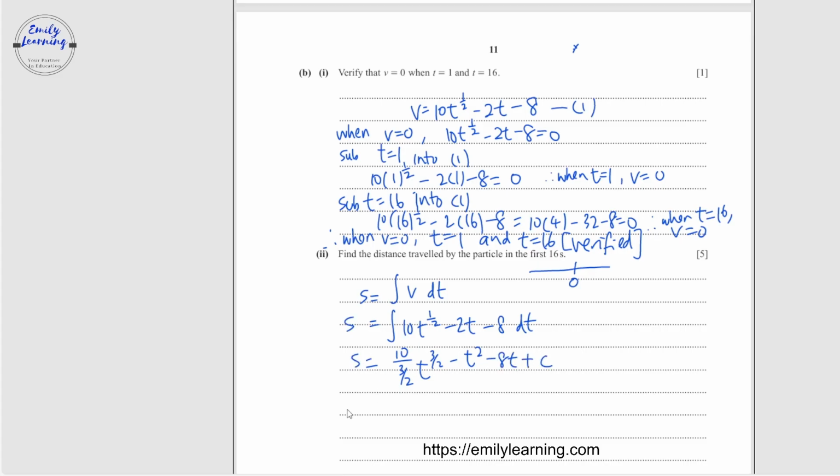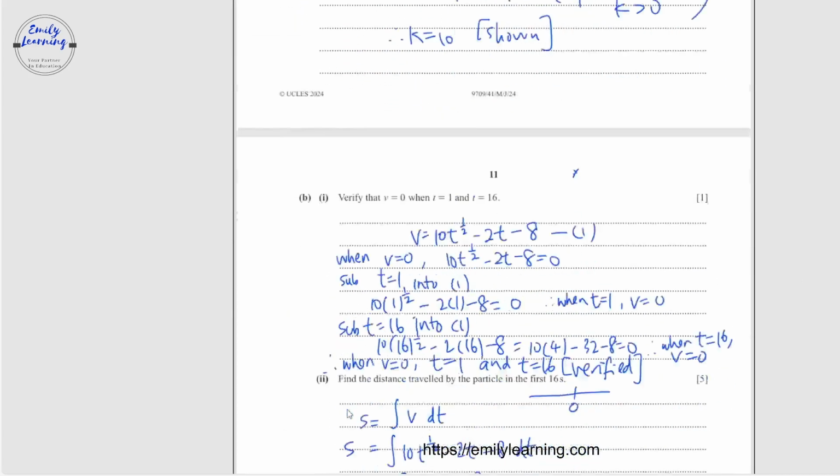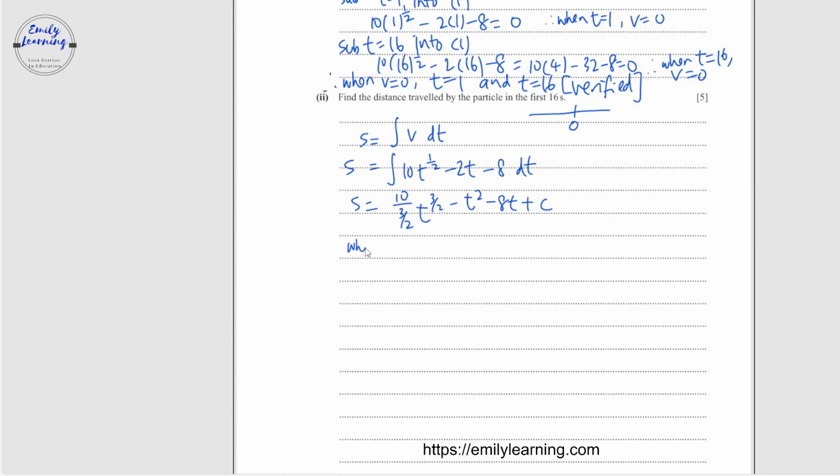Okay, and we know from the first part that when t is 0, s is 0. So let's put that in. Okay, so we know that c is 0. Therefore, s is equal to 10 divided by 3 over 2, which is 20 over 3, t to the power of 3 over 2 minus t squared minus 8t.